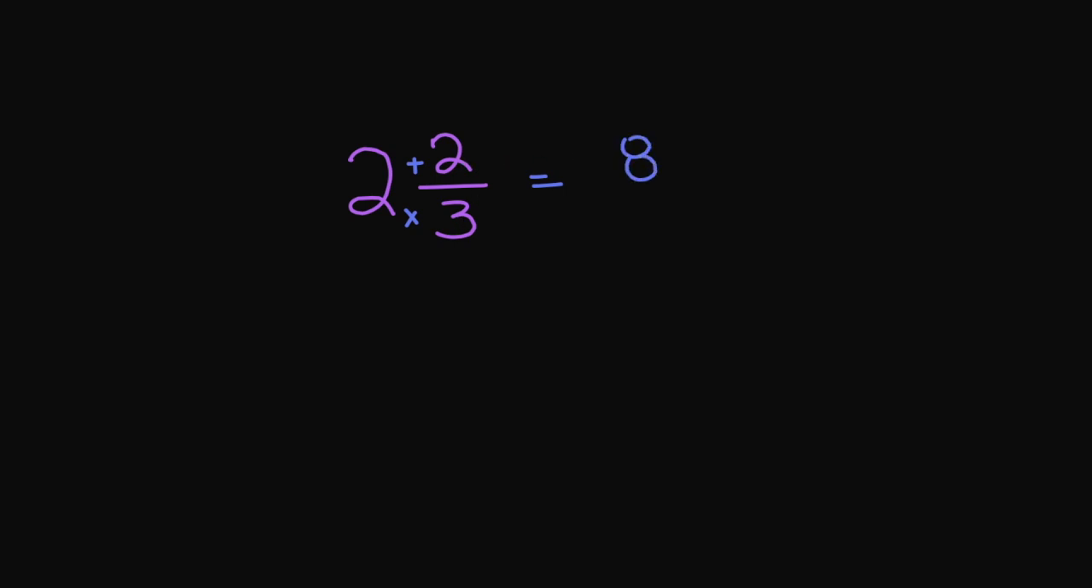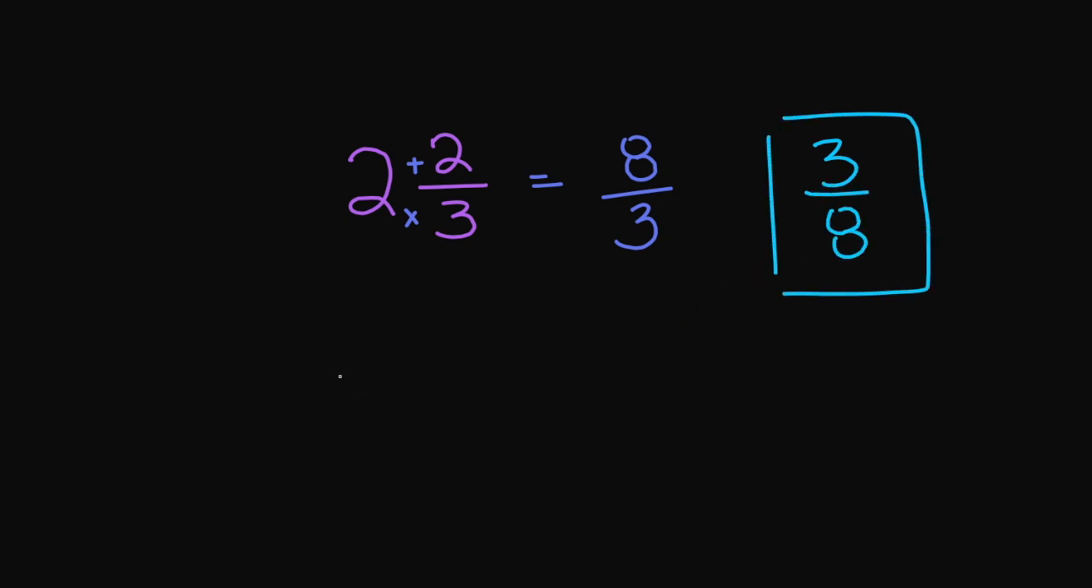So 8 is going to be my numerator, and my denominator is going to be 3. This is my improper fraction. Now, looking at my 8 over 3, now we're going to find the reciprocal of 8 over 3. The reciprocal of 8 over 3 is going to be 3 over 8. And this is your answer here.